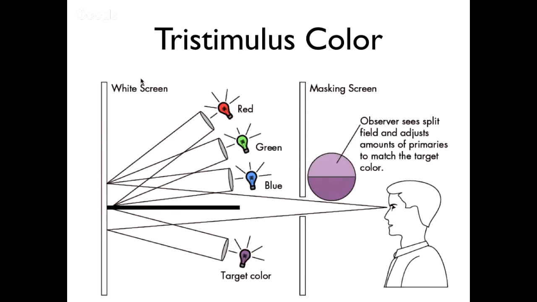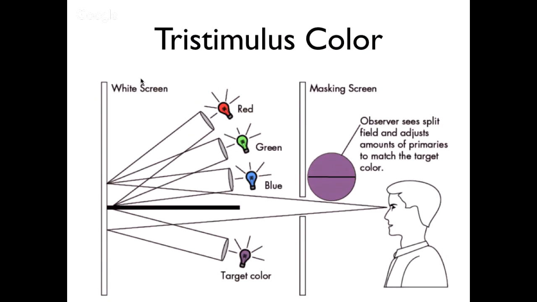Then on the top part, there's a red light, a green light, and a blue light, and they have rheostats attached to them. Rheostats are basically just dimmers. So they can use dimmers to either increase or decrease the amount of red, and they can do the same for the green and the blue. By adjusting those, they tested whether the person looking through the masking screen can get the color on the top to match the color on the bottom. And when he does, it ends up looking like this. In doing so, they established that you could recreate any single target color using varying amounts of red, green, and blue.